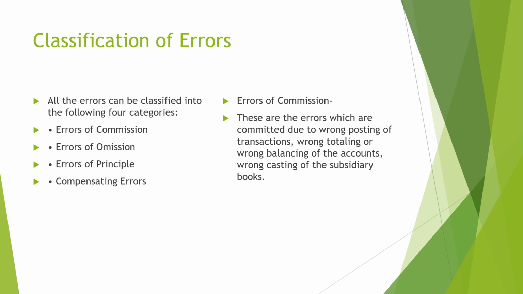Now, what are the different types of errors? Here we are going to discuss the different types of errors which may occur while doing the accounting: errors of commission, errors of omission, errors of principle and compensating errors. What is an error of commission? These are errors committed due to wrong posting of transactions, wrong totaling or wrong balancing of the accounts, and wrong casting of subsidiary books.